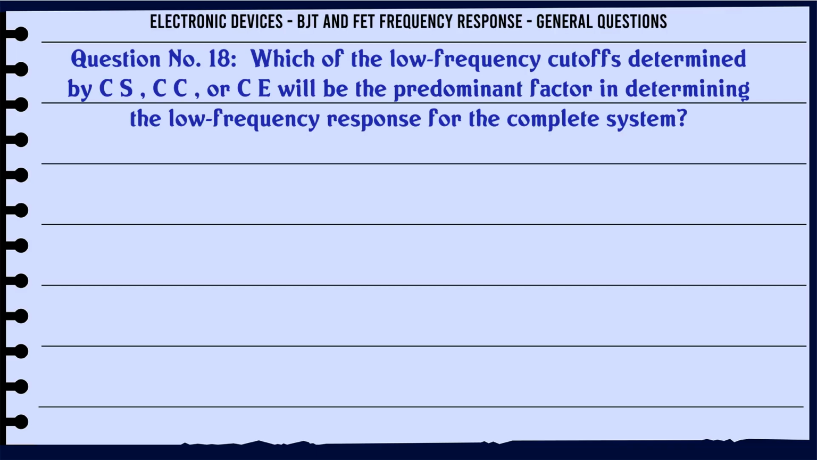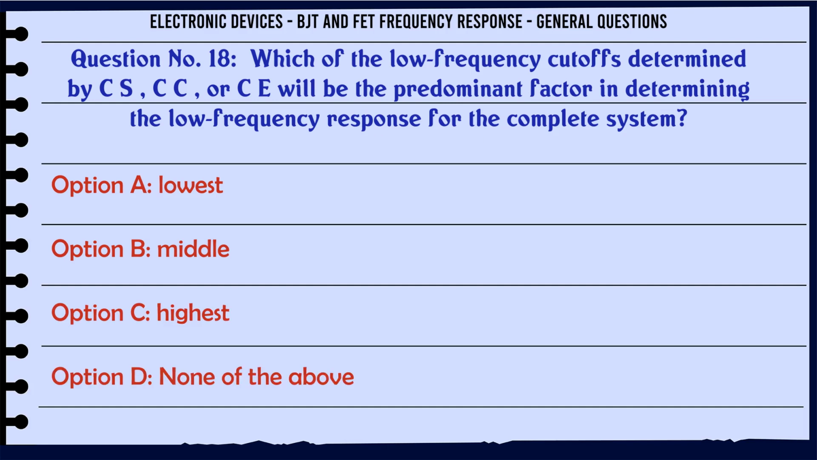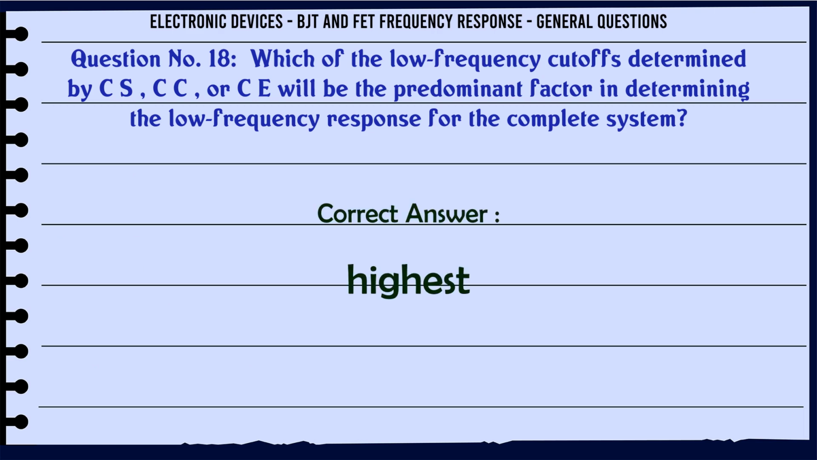Which of the low-frequency cutoffs determined by CS, CC or CE will be the predominant factor in determining the low-frequency response for the complete system? A. Lowest, B. Middle, C. Highest, D. None of the above. The correct answer is highest.